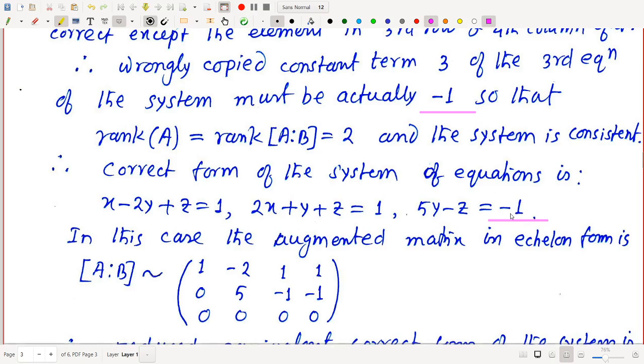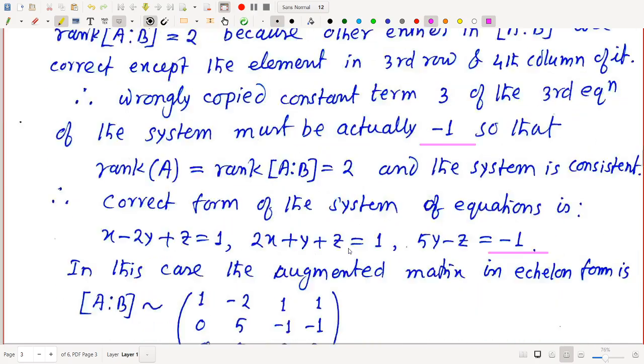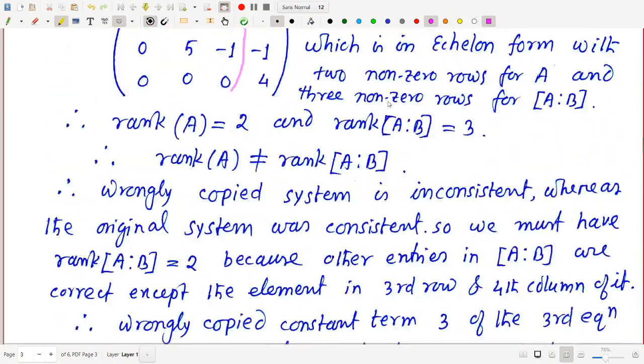It was 3, now it is -1. So we have corrected the wrongly copied system and thus the system becomes consistent. But in that case, rank of A and rank of the augmented matrix will be 2, meaning infinitely many solutions will be there. So after correction, in this case the augmented matrix in echelon form is here.